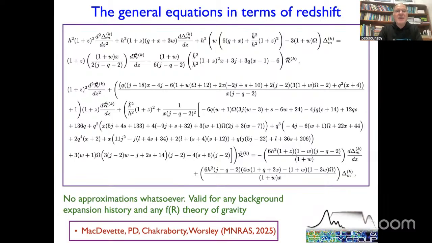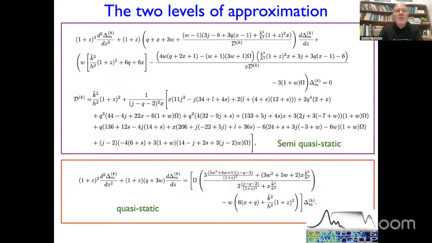So these are the exact equations expressed in terms of redshift, and then we can go and work out the two levels of approximation, the semi-quasi-static and then the full quasi-static approximations. And then we can test how well these approximations stand up against the evolution of the full fourth order system of equations.